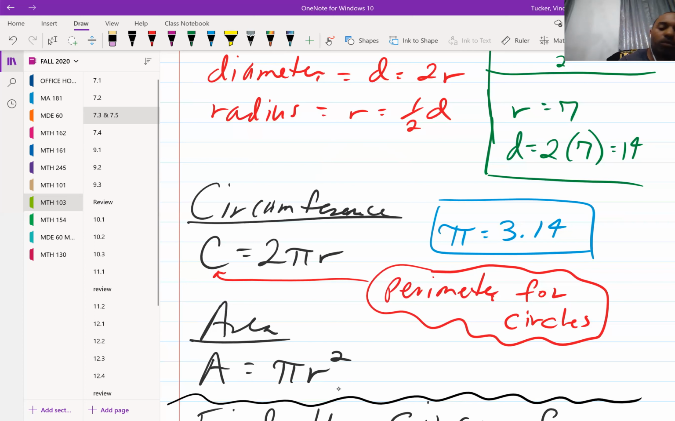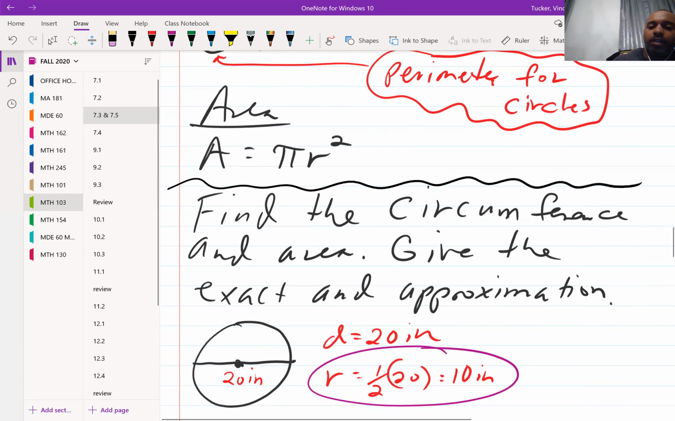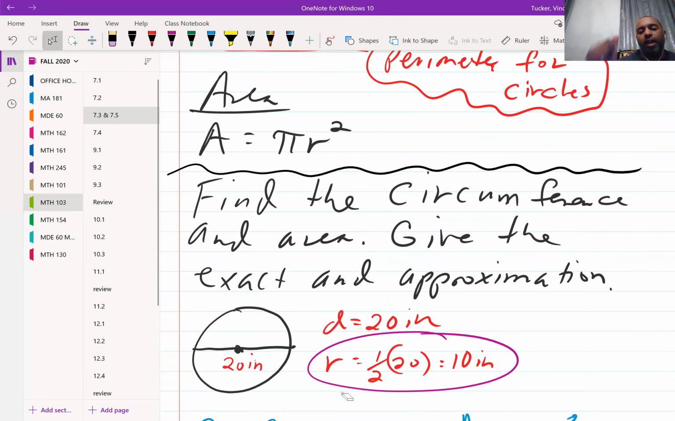All right. So directions here: find the circumference and the area, give the exact and the approximation.